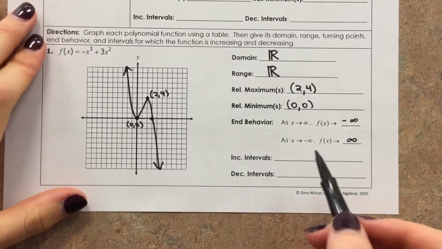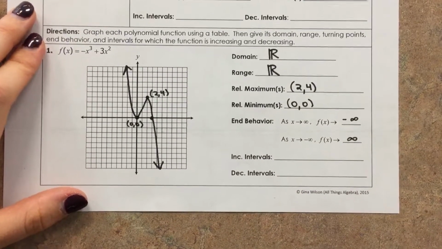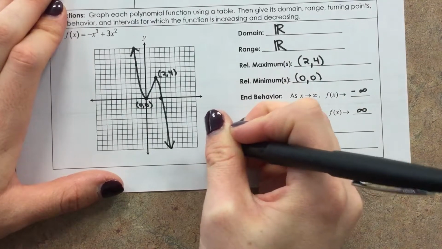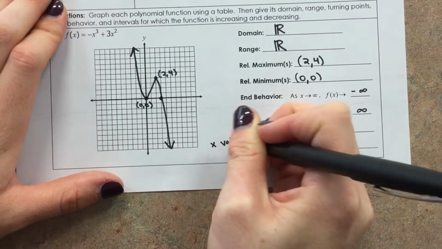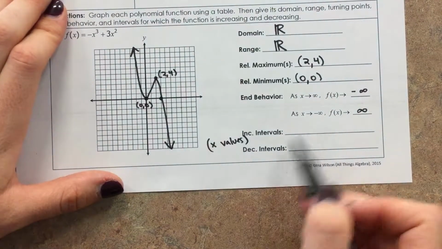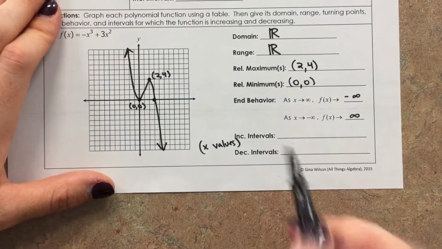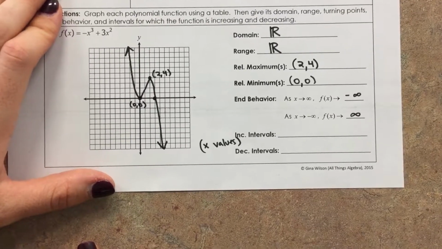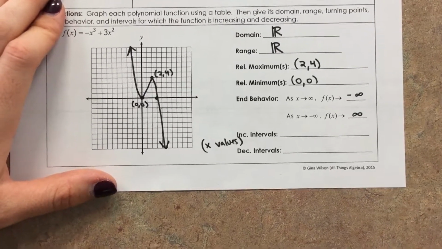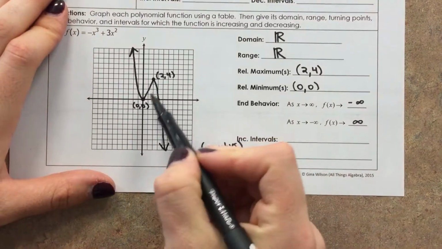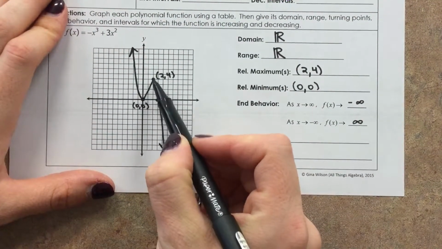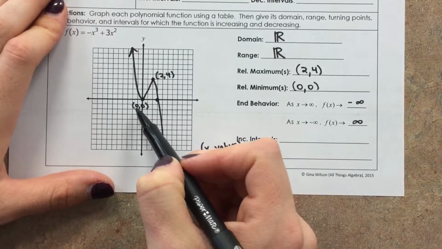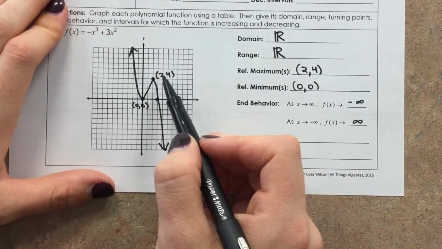So we want to go in terms of x's. Okay, so with increasing and decreasing intervals, we are writing x values. And I want you guys to make yourself a little note there in case you get confused about what these mean. So these are going to be intervals of x values. At what x value does it begin to increase? At what value does it stop increasing? So it only increases on this little segment of the graph right here. So it begins to increase when x is 0, and it stops increasing when x is 2.